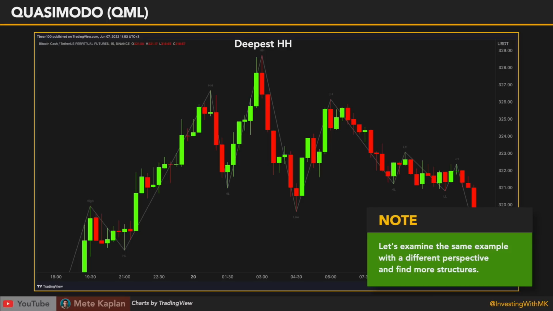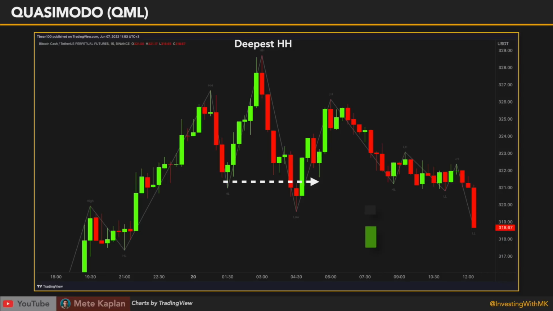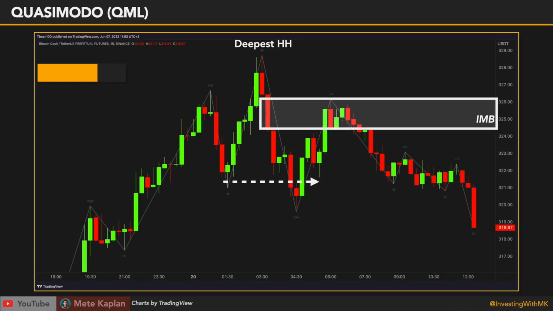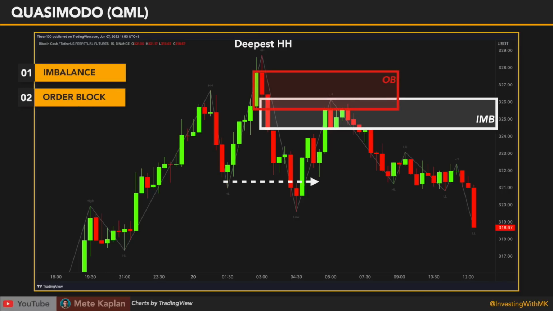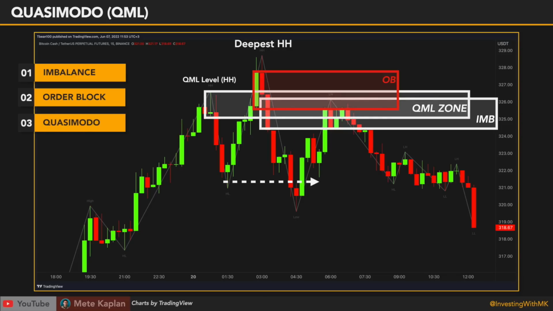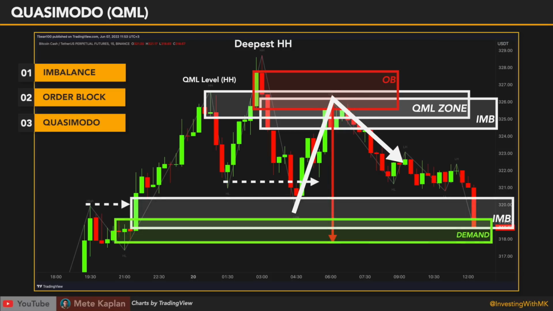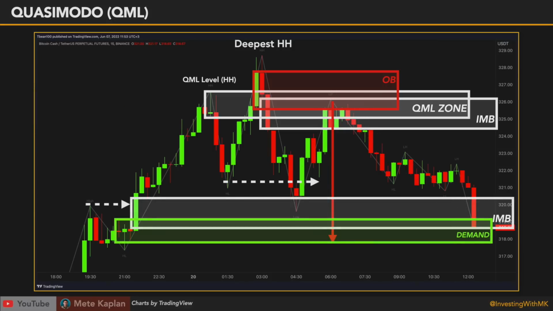First, we have an alright market structure break. It is not the best one, but it will do. However, the first thing you notice is the imbalance. It's giant and amazing. The second thing to notice is the order block, a big green nice candlestick. Finally, the QML level from the left shoulder. Three price action concepts come together for this asset. It gives us a clear entry point.